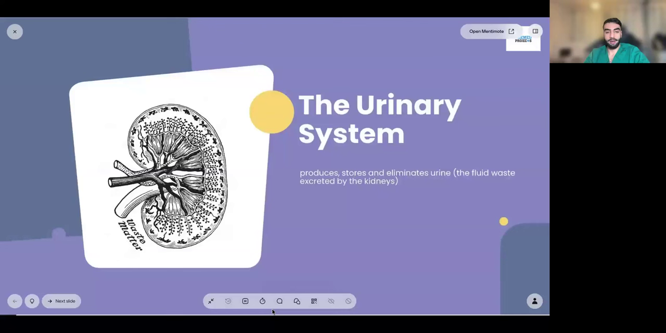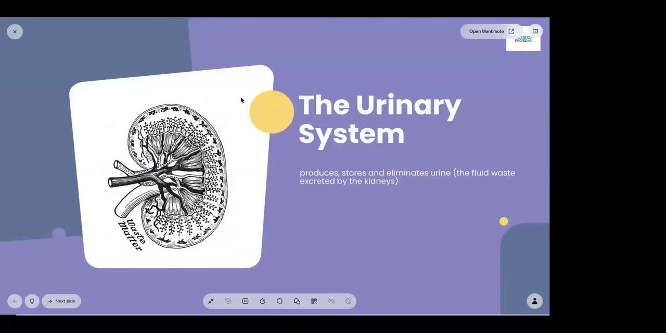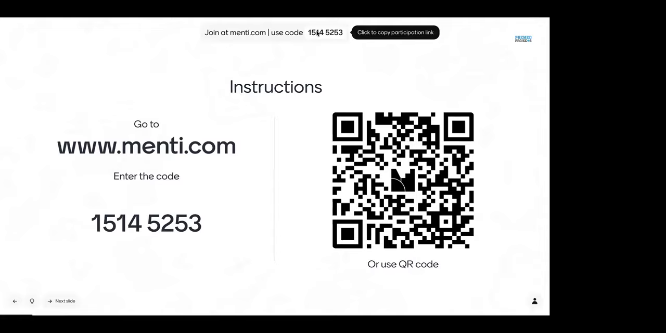Okay, cool, everyone. So let's jump right into today's session. Today's session is going to be about the urinary system, which is another one of the fascinating systems that make up the human body. Basically, it's a system that produces, stores, and eliminates urine, and it's mainly to do with the kidneys. In today's session, we're going to use Menti. So this is the Menti code for today. I'm going to post it in the chat as well, so you guys can access it. Okay, so I'll wait for you to sign up to Menti.